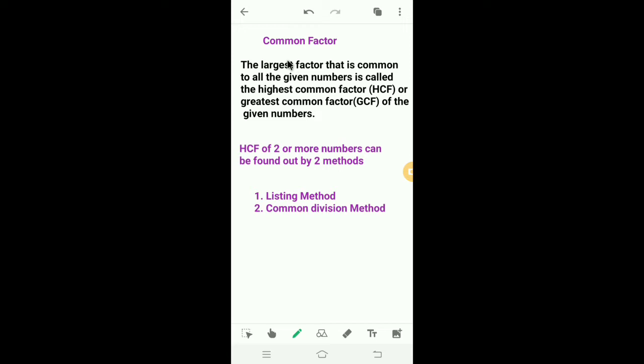Today we will continue the same concept, that is common factor. The largest factor that is common to all the given numbers is called the highest common factor, HCF, or greatest common factor, that is GCF, of the given numbers. HCF of two or more numbers can be found out by two methods. One is listing method and another one is common division method.